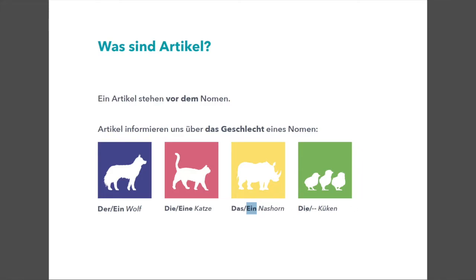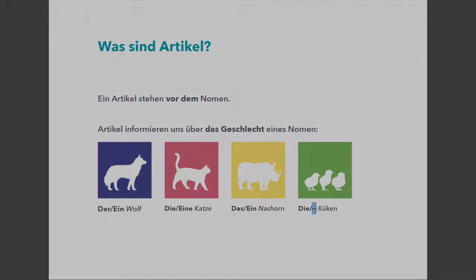Pay attention that in plural we have only defined articles. There are no undefined articles, just like in English. The articles give us information about the gender of the noun. Here we have the articles in nominative. Der Wolf, ein Wolf. Die Katze, eine Katze. Das Einhorn, ein Einhorn. Die Küken, Küken.